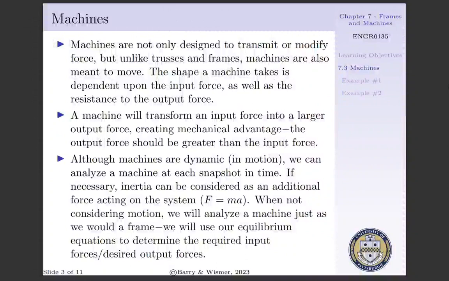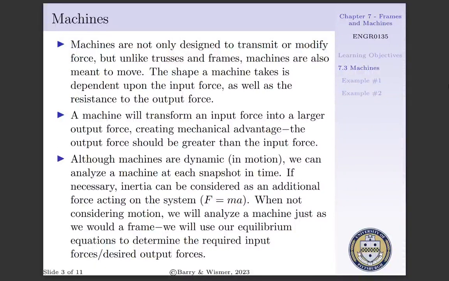Machines, unlike frames and trusses, which are rigid structures, are not only designed to transmit or modify force, but are meant to move. The shape a machine takes is dependent upon the input force, as well as the resistance to the output force. A machine will transform an input force into a larger output force, creating something called mechanical advantage. The output force should be much greater than the input force into the machine.